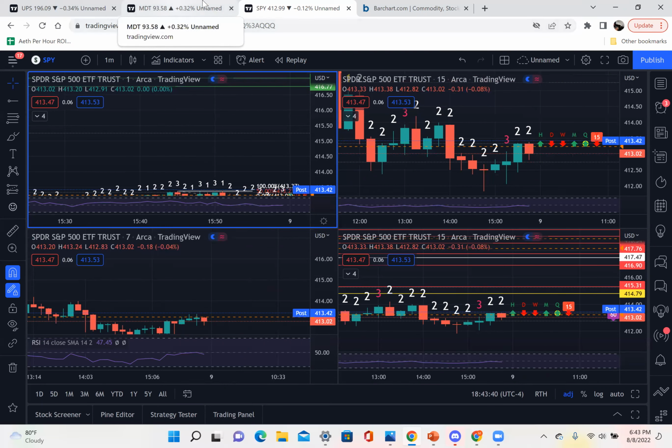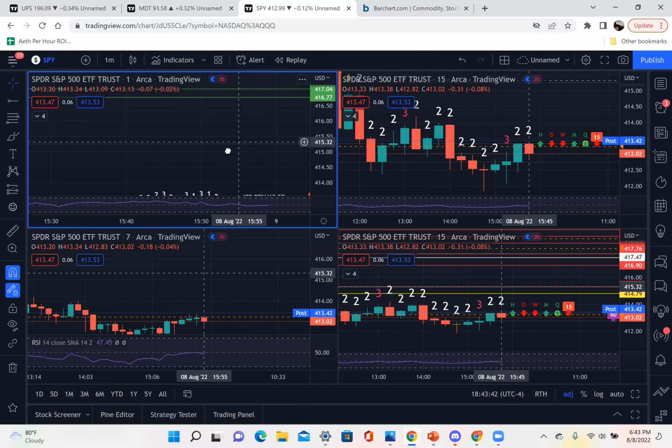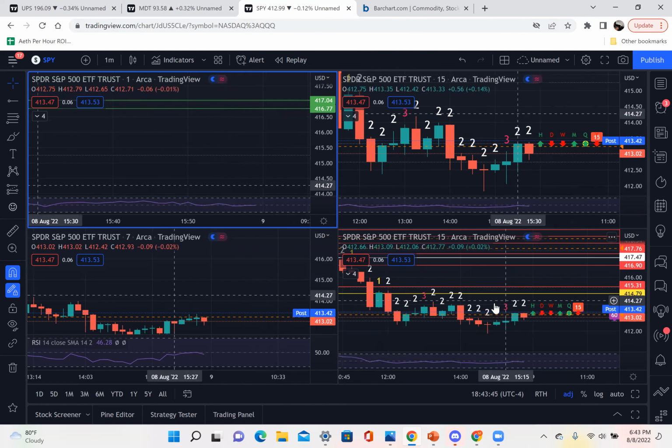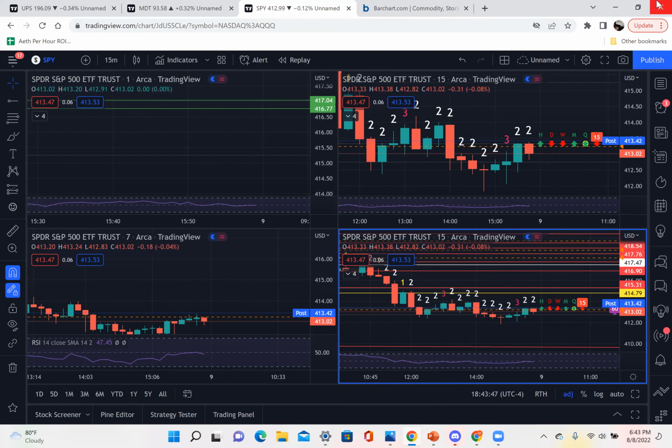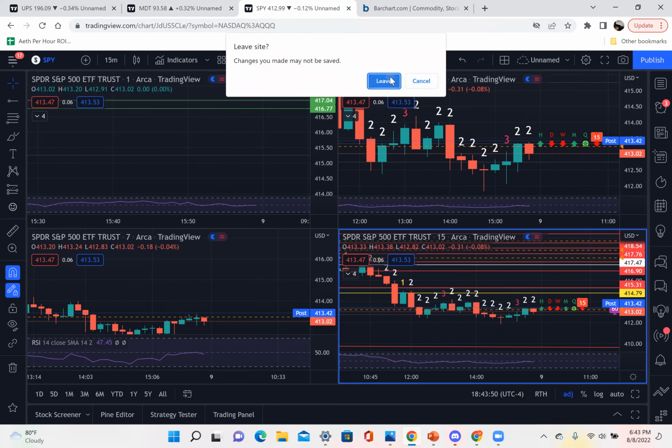Now, when you say mark up your chart every single time, it saves it? Yeah, I don't have to do this all. I could just close this right now. Look, I just close this whole thing and it's gonna save it.